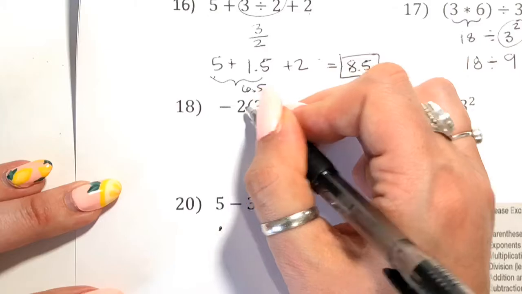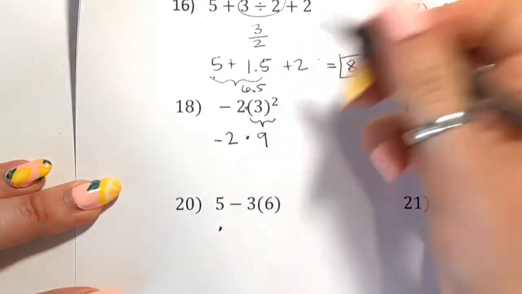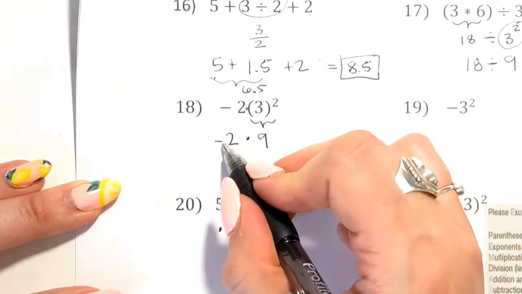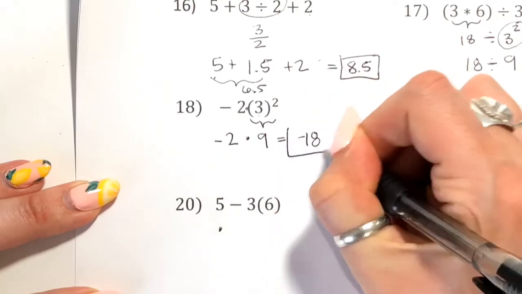And then remember, this is really just a multiply. You don't really need the parentheses anymore. You can write them if you want to, but they're not necessary. So now we do our multiply step. Negative 2 times 9 is negative 18. And there would be your answer.